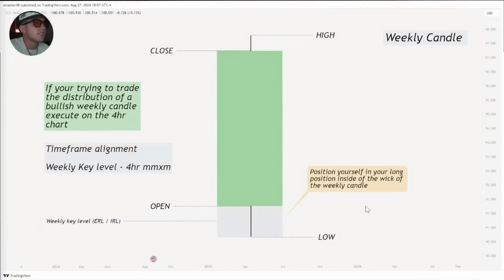Now, looking more deep inside of this, if you're trying to trade the distribution of the bullish weekly candle, you want to be executing on the 4-hour chart, because our time frame alignment is weekly key level to a 4-hour market maker buy model if we are bullish. So if price is running into an external or an internal range liquidity pool, you're going to want to watch the 4-hour chart based off of that weekly key level tag. So what I'm going to show you guys in the future of this video is an example of exactly how we can frame a trade inside of that weekly manipulation wick.